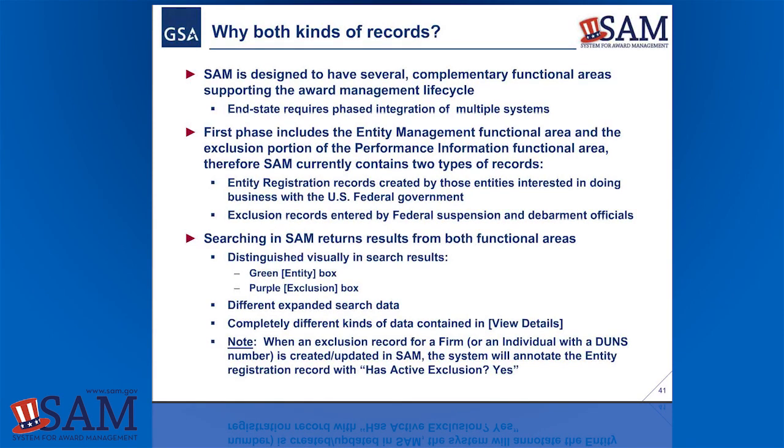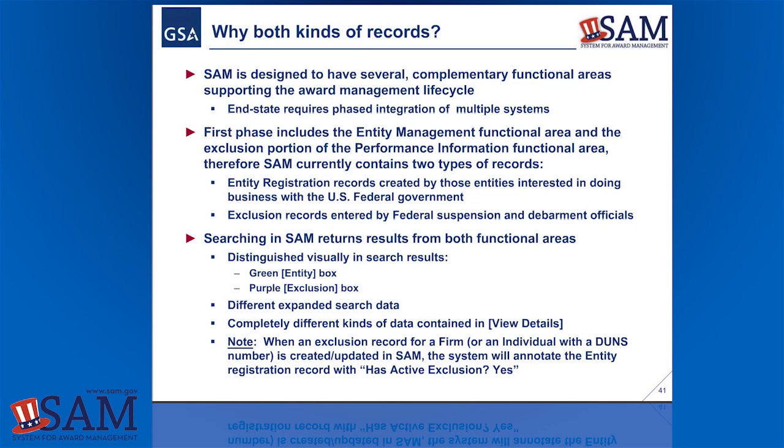So the first and most important difference here is that the two kinds of records were created for entirely different purposes and, obviously, by different people. The entity registration records are created by the registrants themselves because they want to do business with the government. The exclusion records are governed by an entire host of regulations and legislation that deal with suspension and debarment, and those are created by the federal agencies themselves. So they are very different in the information they contain, but very useful to have in the same system to be able to reference and compare.